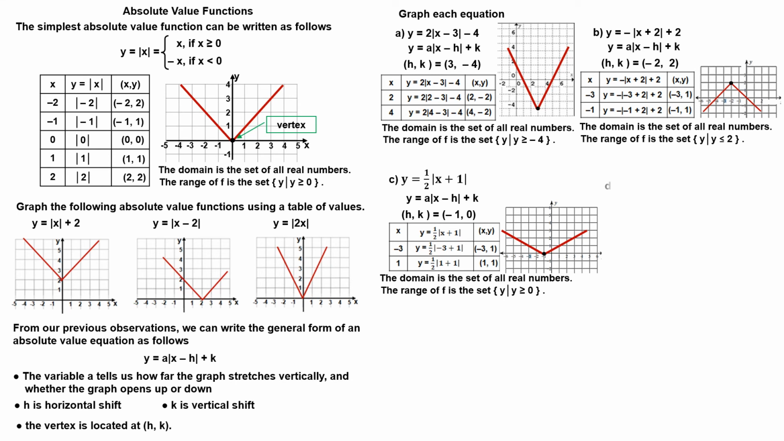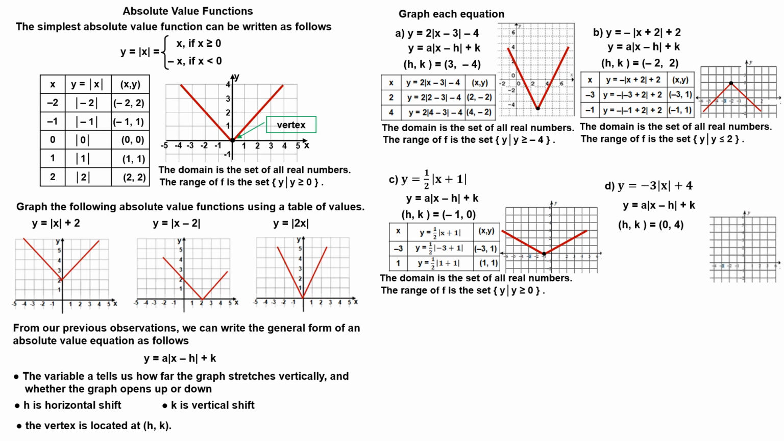Look at item D. Let's compare this equation with the general form. Inside the absolute value bars, there is only the x, so h equals 0, and outside the absolute value bars, we see plus 4, so k equals 4. The x-coordinate of the vertex is 0, and the y-coordinate of the vertex is 4.